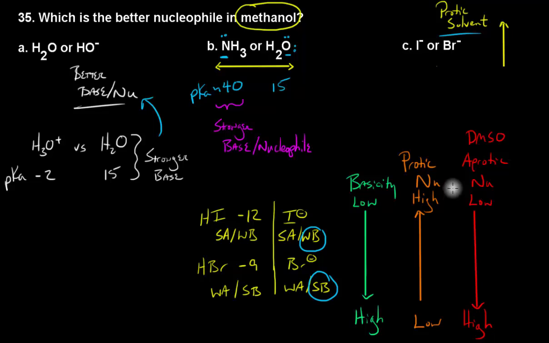To answer the question, since we're using a protic solvent, methanol, the nucleophile is going to be the compound that is the least basic. In this case, that's going to be I-. So for this answer, we're going to be dealing with I- as our better nucleophile.